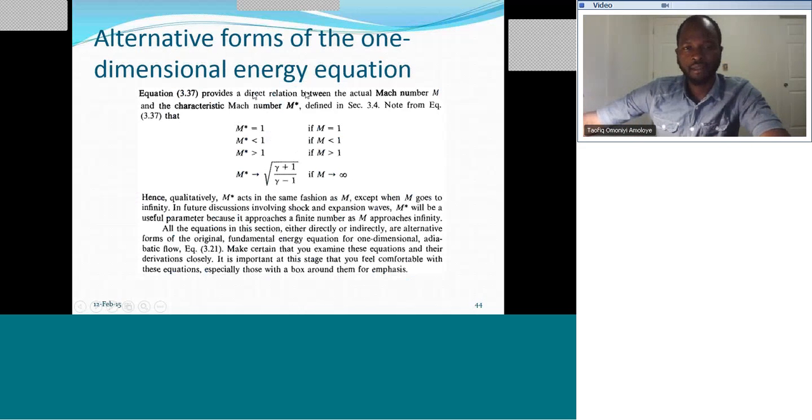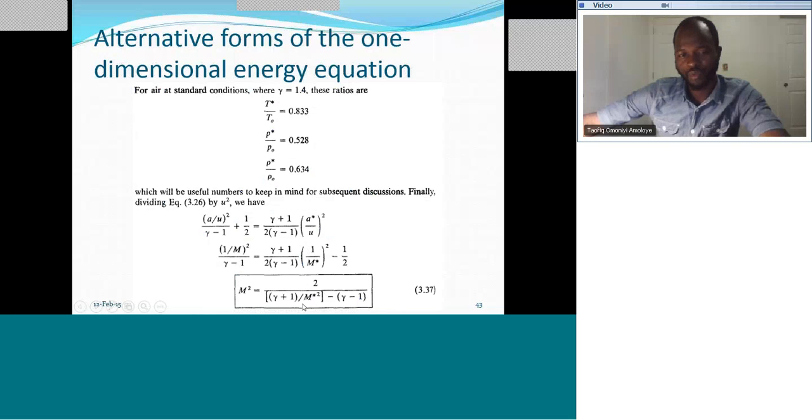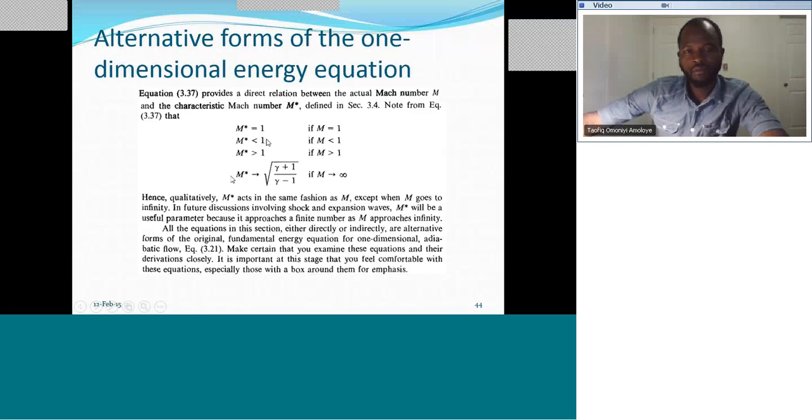M star is going to be equal to 1 only if the real Mach number itself is equal to 1. You can try it on your own. It takes just a few steps to see it. M equals 1 makes M star equal to 1. And then when M star is less than 1, M is also less than 1. That means when the characteristic Mach number is subsonic, the real Mach number is also subsonic.